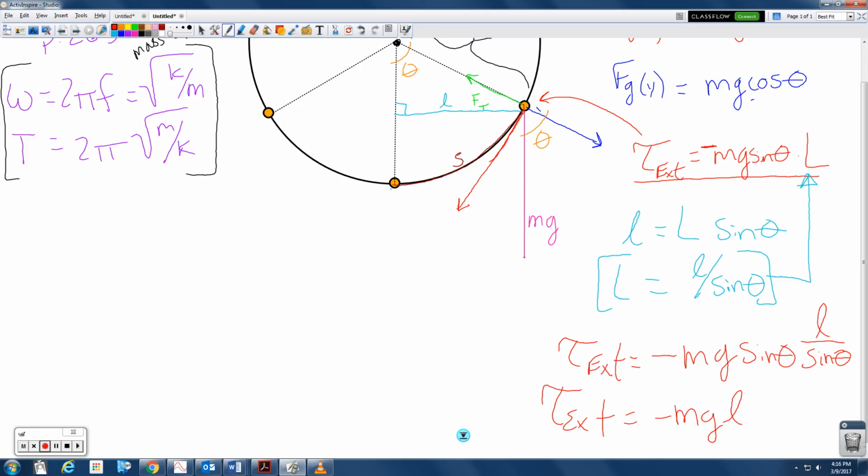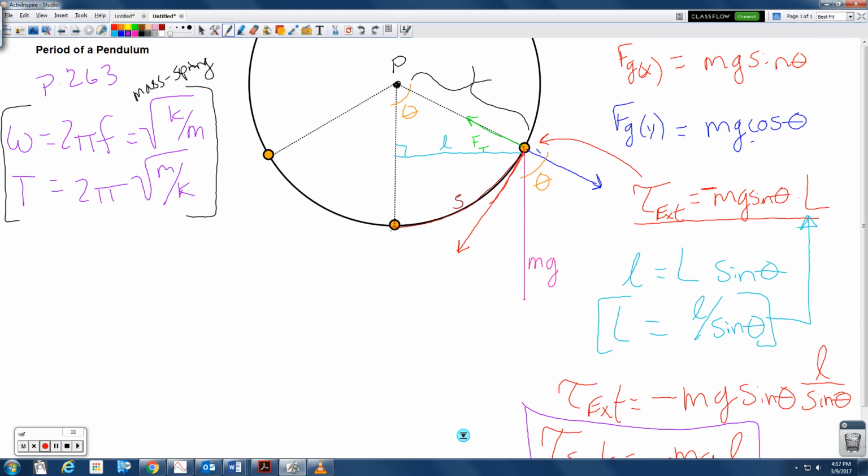Torque is minus mg little l. So let's put a little box around that for now. That's how we can get there from, at least to me, resolving the components of force of gravity up top there, and we take their geometric definitions of where L and S are. That's little l and little s. Let's see what they say.